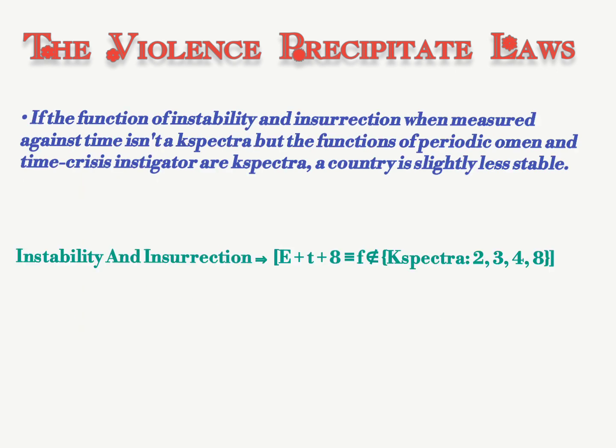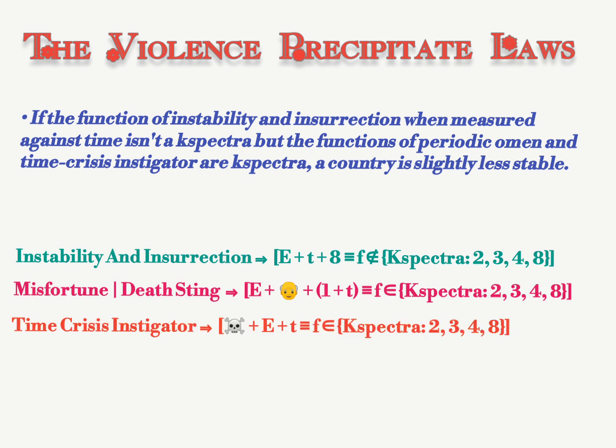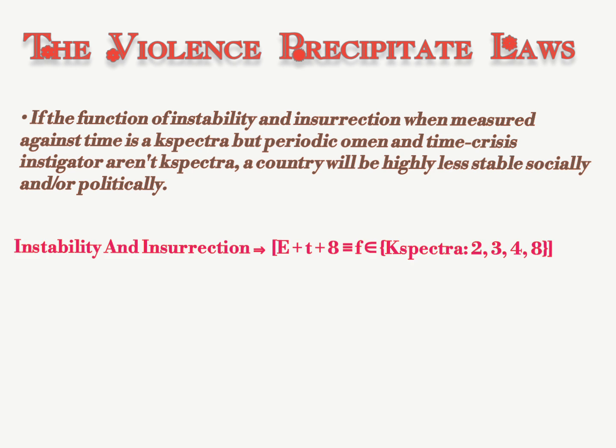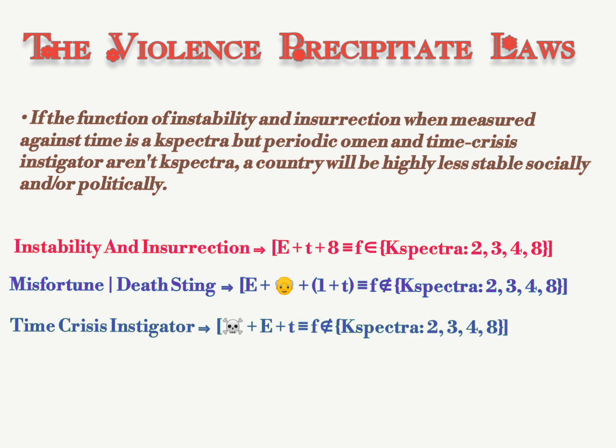If the function of instability and insurrection when measured against time isn't a K-spectra but the functions of periodic, omen and time crisis instigator are K-spectra, a country is slightly less stable. If the function of instability and insurrection when measured against time is a K-spectra but periodic, omen and time crisis instigator aren't K-spectra, a country will be highly less stable socially and or politically.